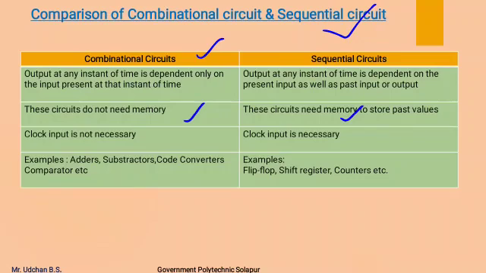The clock input is not necessary in case of combinational circuit, whereas the clock input is necessary in case of sequential circuits. The examples of combinational circuits are adders, subtractors, code converters, comparators, etc., which we have already studied in the previous chapter. Whereas the examples of sequential circuits are flip-flops, shift registers and counters, which we are going to study in this unit.